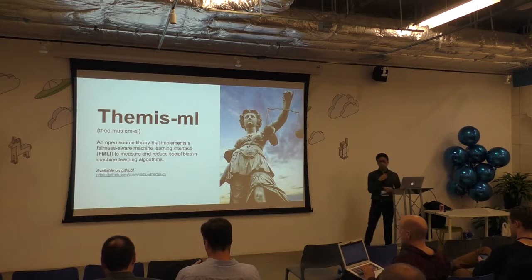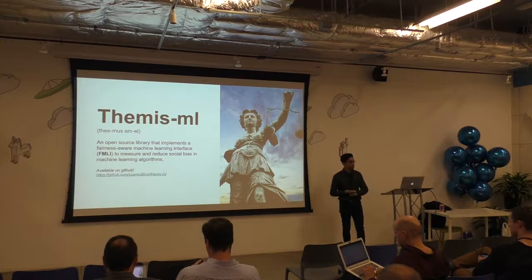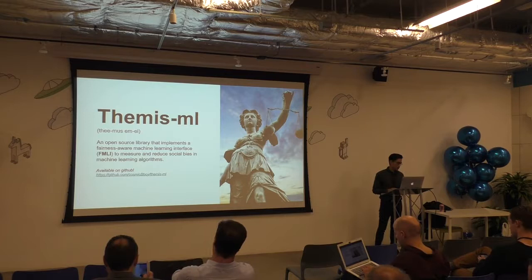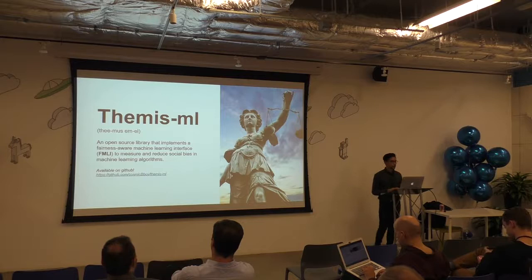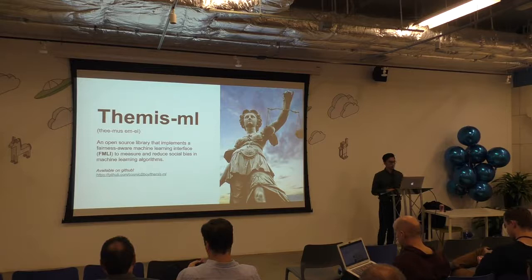Okay, jumping back. I define this thing called a fairness-aware machine learning interface, and it's a fancy way of saying: does your machine learning API support the notion of sensitive attributes and some measure of fairness or discrimination, and not just accuracy or your typical confusion matrix metrics?